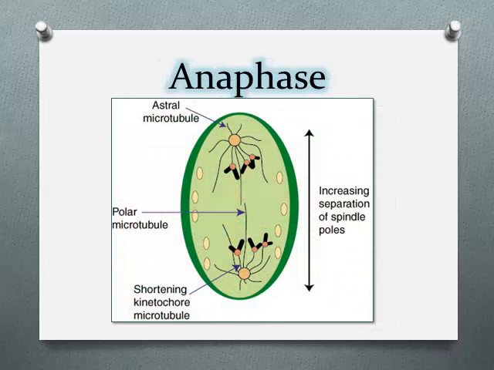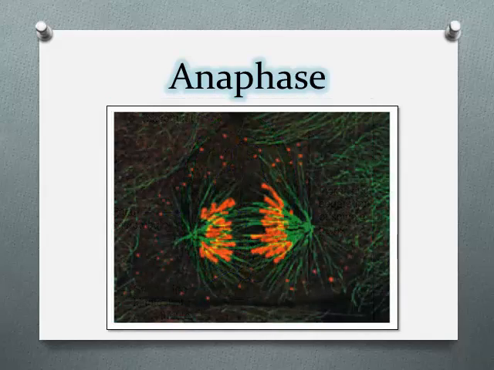Moving on to anaphase. This is the shortest phase, during which the sister chromatids separate. The chromatids are drawn to the pole to which their kinetochore is attached, and separation is achieved by two simultaneous microtubular actions. The poles move apart, and the centromere moves toward the poles. And here's a live shot of anaphase for you.